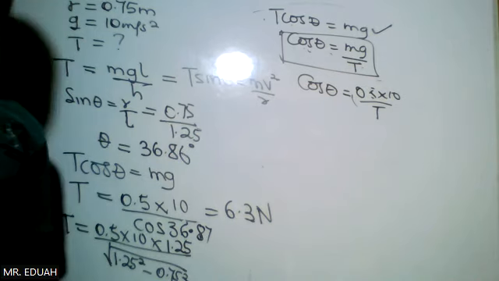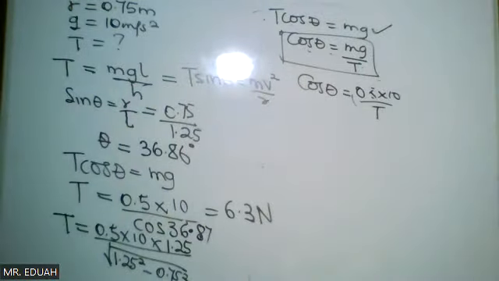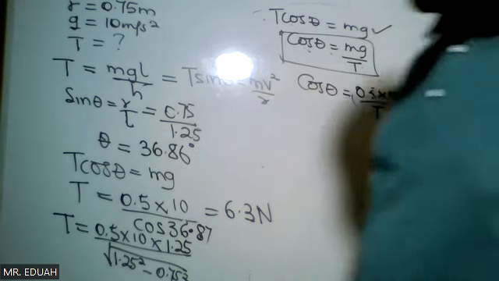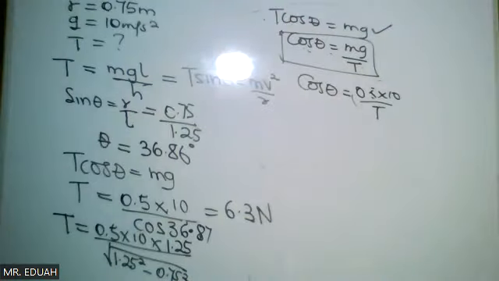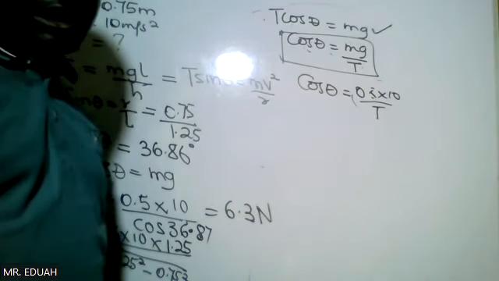All right, so this is the whole nitty-gritty about conical pendulum. Then let's look at vertical oscillation. Let me see how many minutes we have to go. Let's look at vertical oscillation.